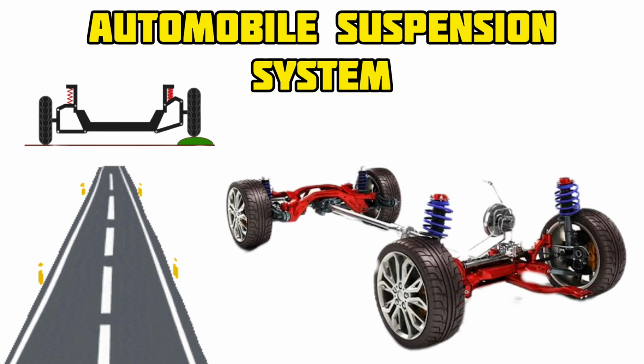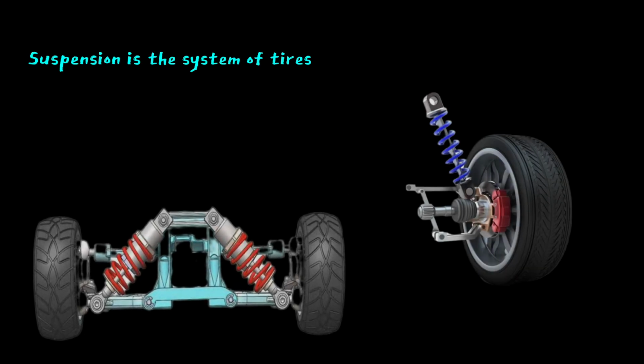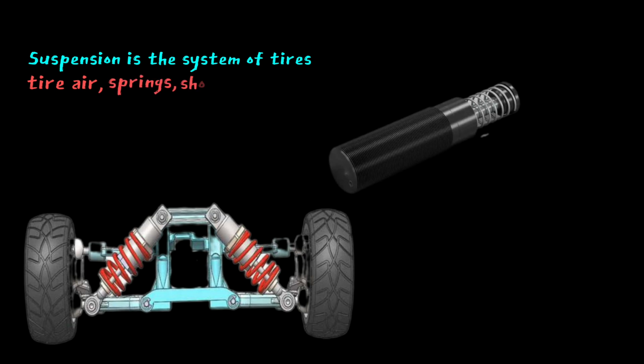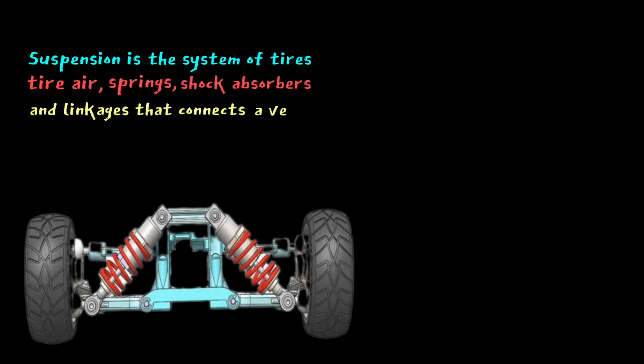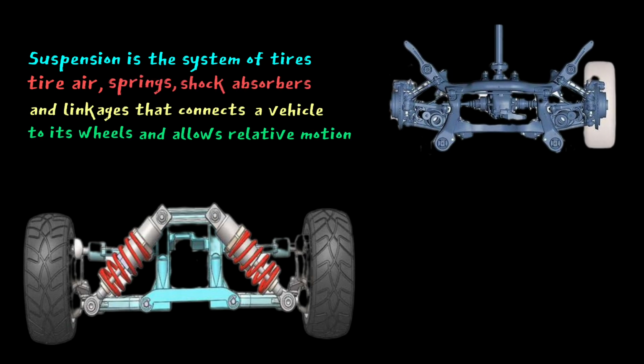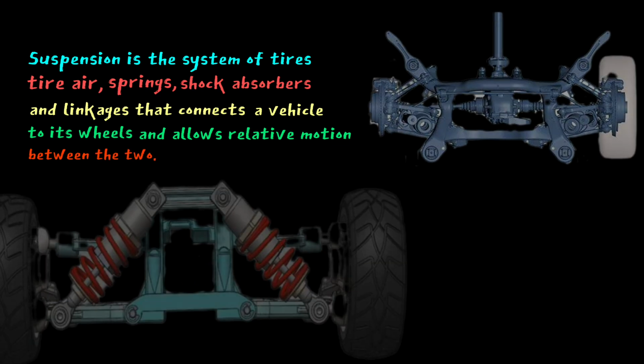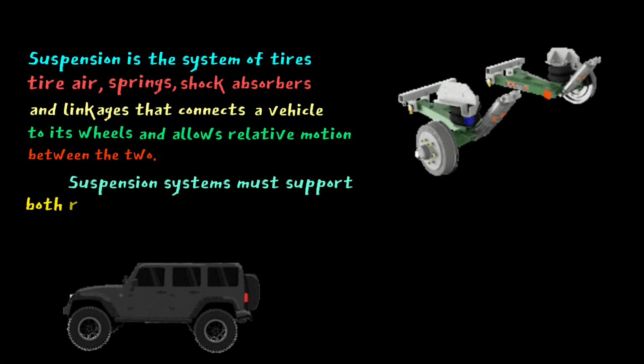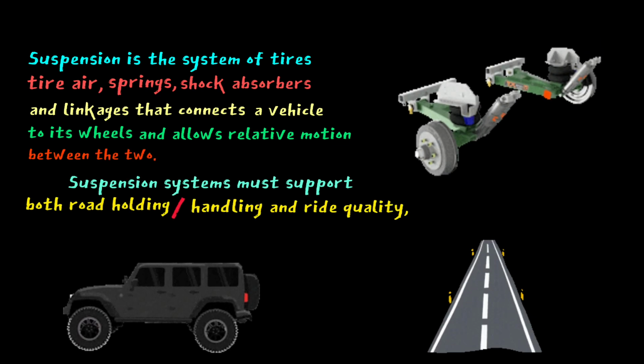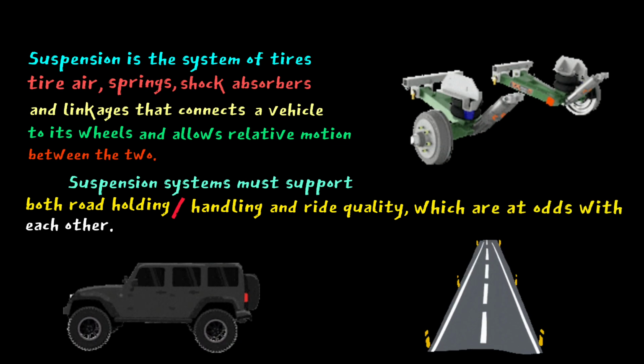Automobile suspension system. Suspension is the system of tires, tire air, springs, shock absorbers, and linkages that connects a vehicle to its wheels and allows relative motion between the two. Suspension systems must support both road holding, handling and ride quality, which are at odds with each other.